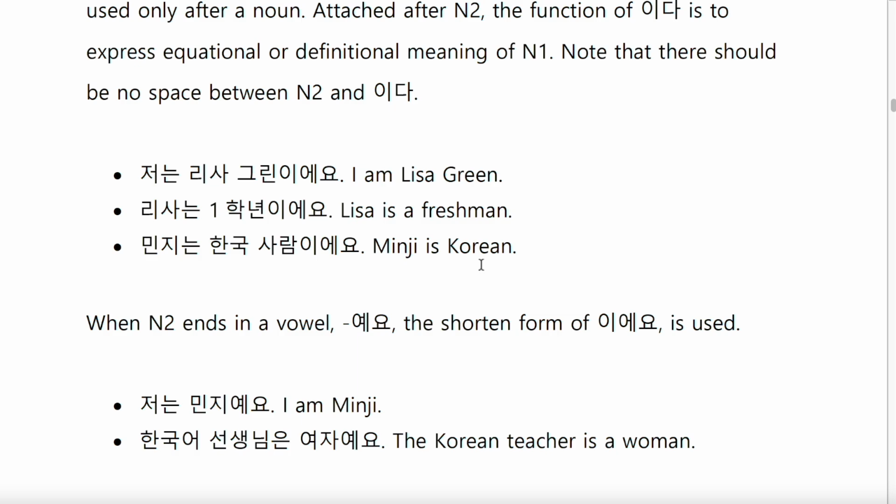Okay. So can you make a positive copula sentence into a negative copula sentence? And can you do the opposite thing, like a negative copula sentence into a positive copula sentence? Let's practice this more in class.